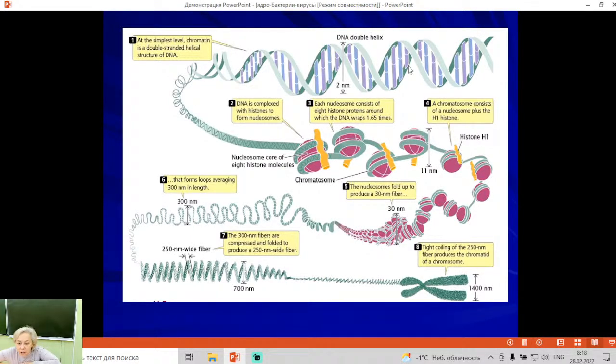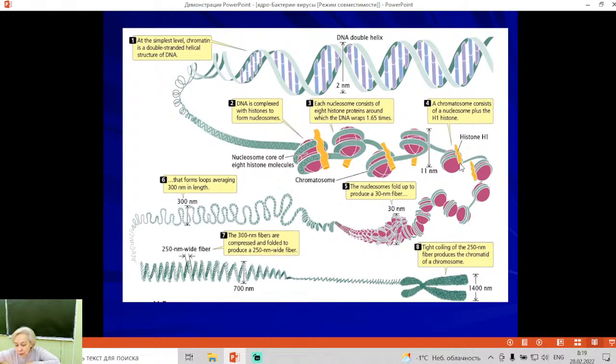And repeat this material. You see on this slide the DNA double helix. At the simplest level, chromatin is a double-stranded helical structure of DNA. Then DNA forms a complex with histones, forming a nucleosome. Each nucleosome consists of 8 histone proteins around which the DNA wraps 1.65 times. A chromatosome consists of a nucleosome plus H1 histone.